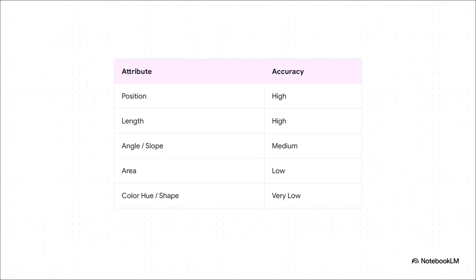So, which visual tricks work best? Well, researchers have literally ranked them by how accurately our brains perceive them. And look at this, there are clear winners. Position and length are right at the top, which is why bar charts are so effective. But look way down at the bottom. Area and color hue. This explains why some very common charts can actually be really misleading.